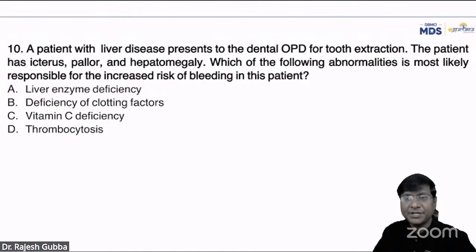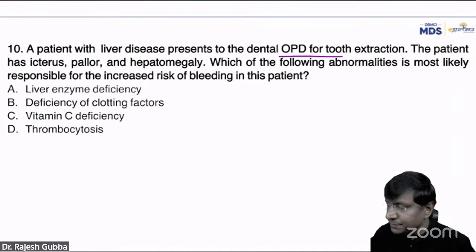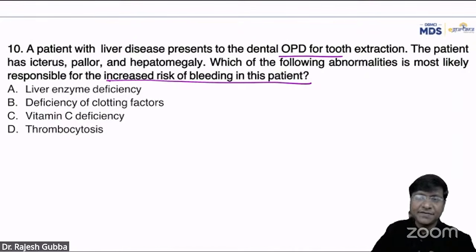Then we have a patient with liver disease presenting to the dental OPD for tooth extraction. The patient had icterus, pallor, and hepatomegaly. Which of the following abnormalities is most likely responsible for increased risk of bleeding in this patient? Liver enzyme deficiency, deficiency of the clotting factors, vitamin C deficiency, and thrombocytosis. What do you think is the answer? What did you people answer here?